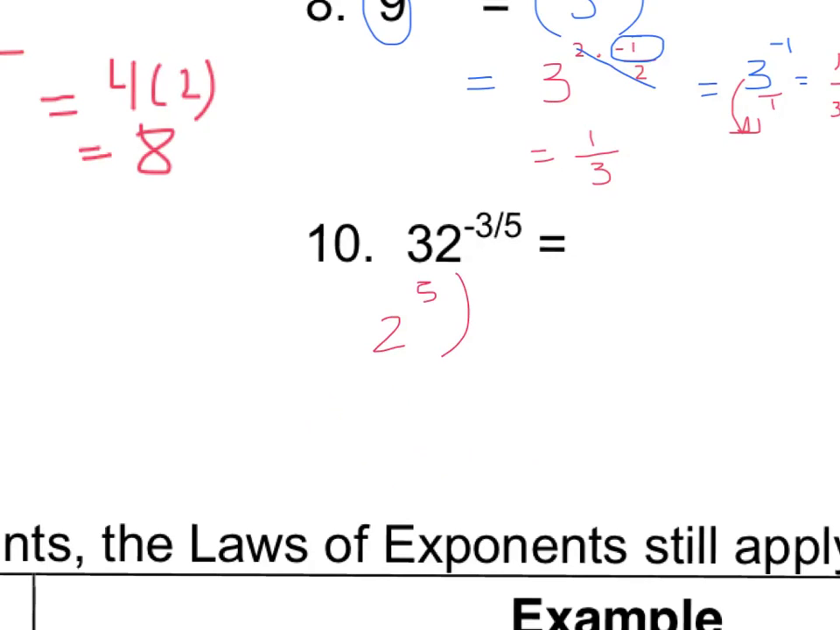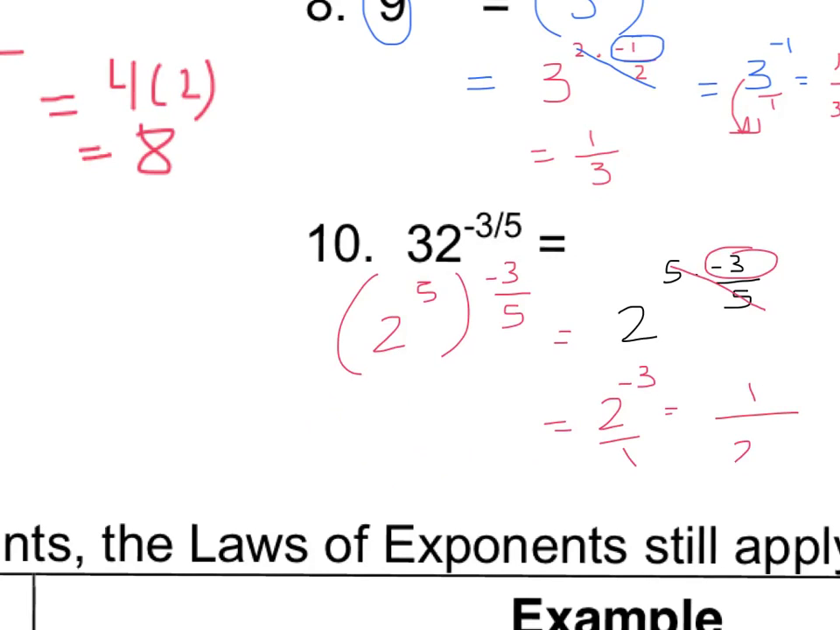and then to the power negative 3 over 5. Since you have a power to a power, you multiply them. It would be 2 to the power 5 times negative 3 over 5. The 5 and the 5 will cancel out. You will be left with negative 3, so it would be 2 to the power negative 3. You have to flip this to get rid of the negative exponent, so it would be 1 over 2 to the power 3, which is 1 over 8.